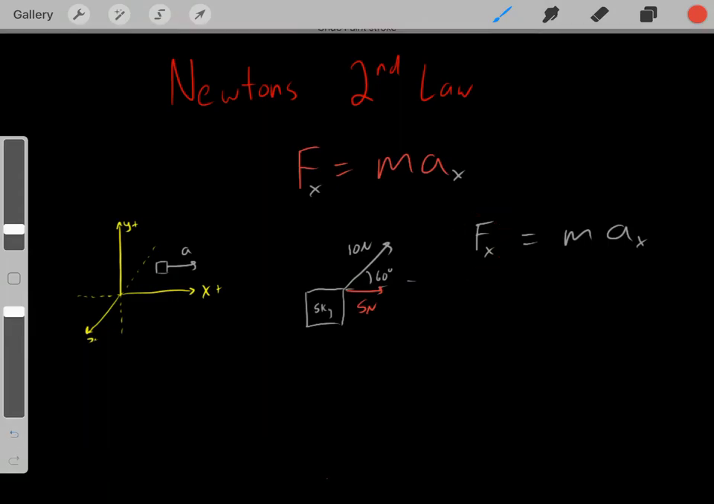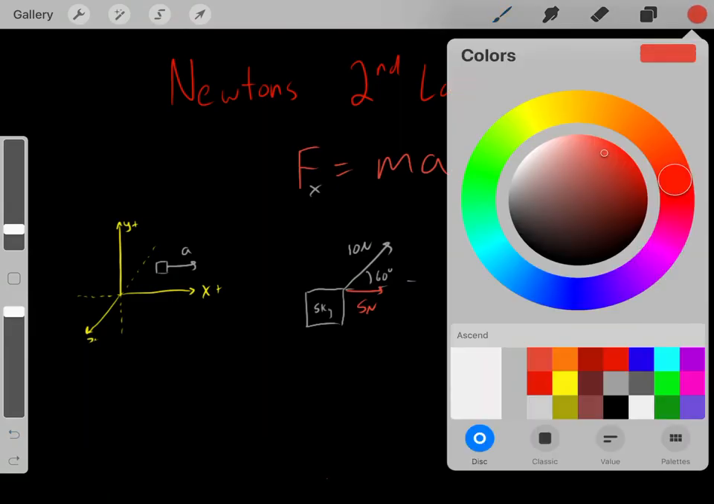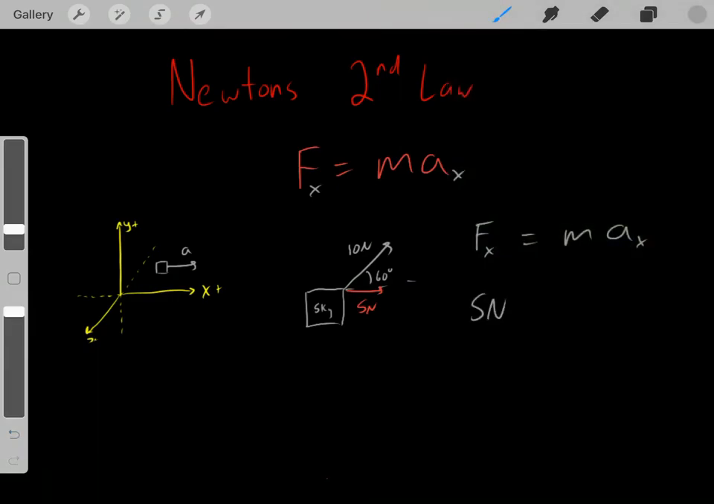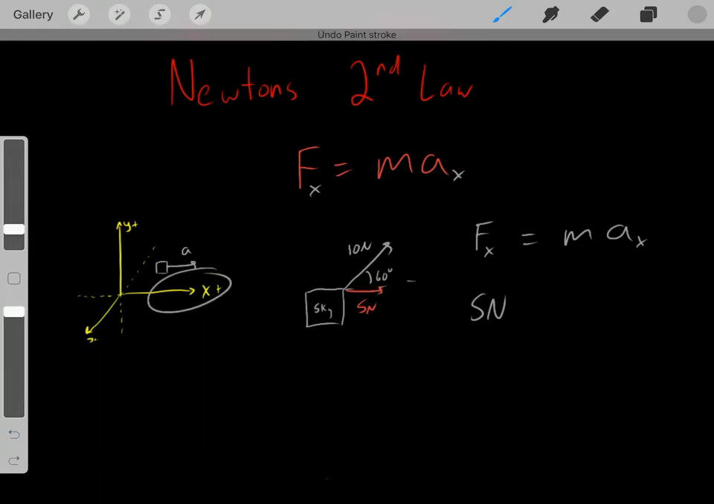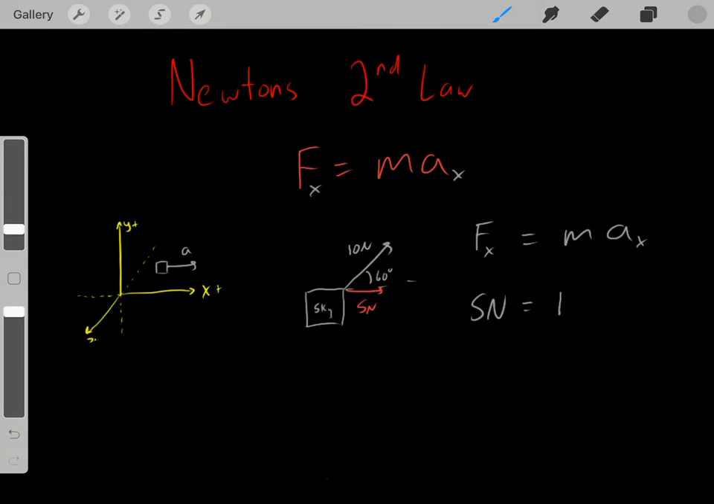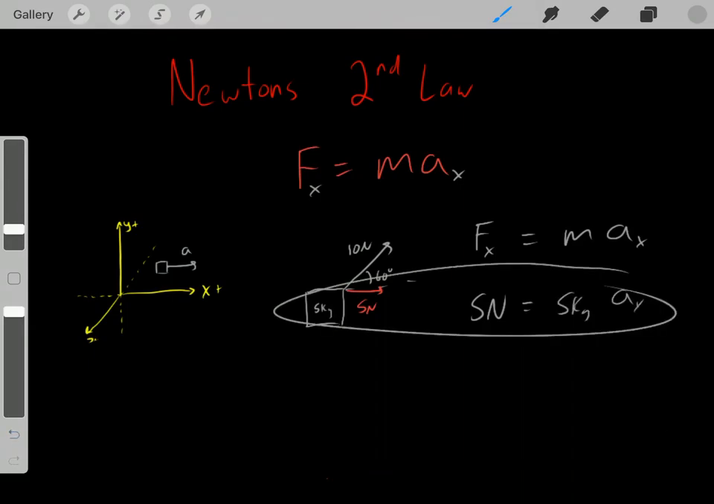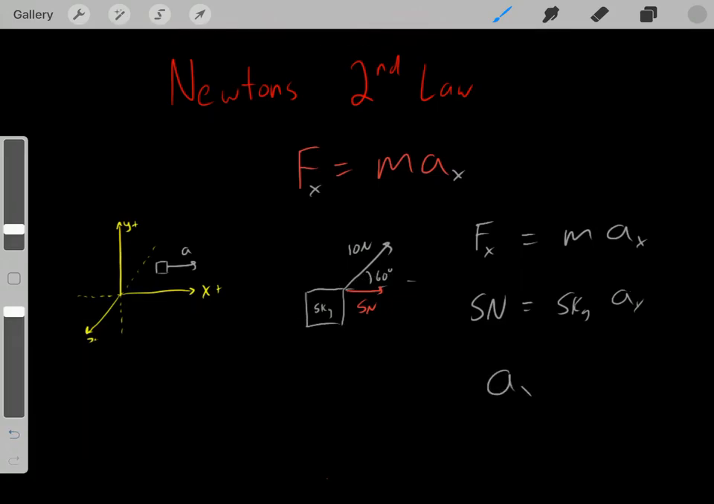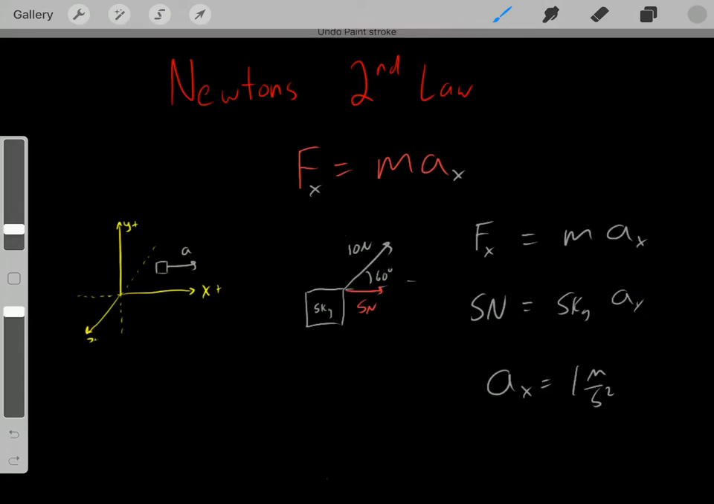So again, we know the force in the x direction is 5 newtons. And again, it's positive 5 newtons, because we define this as the positive x direction. We know the mass is 5 kilograms. So now we can solve for the acceleration in the x direction. We would see the acceleration in the x direction would be 1 meter per second squared. So if we have this force of 10 newtons in this direction, we know it would have an acceleration of 1 meter per second squared in this x direction.